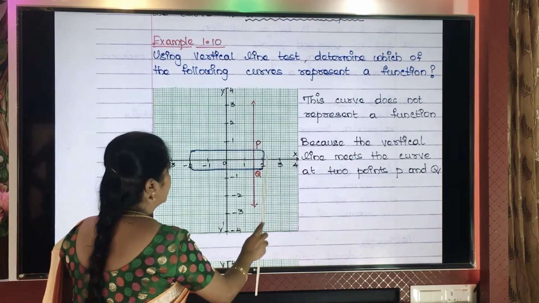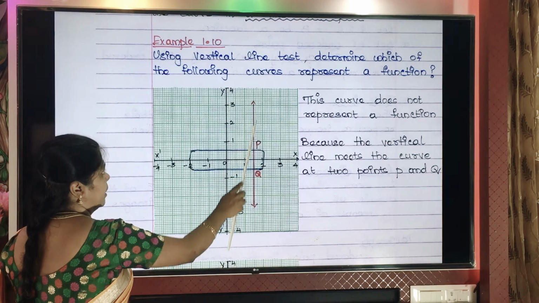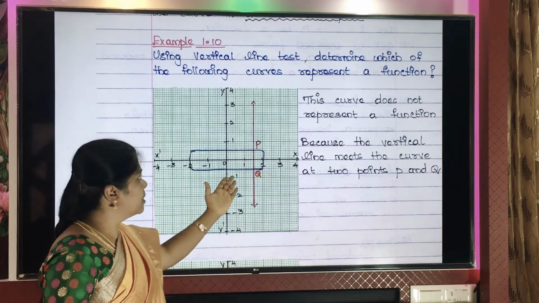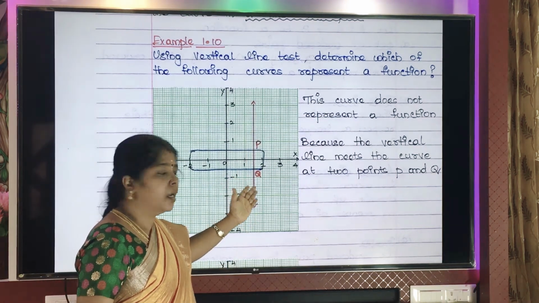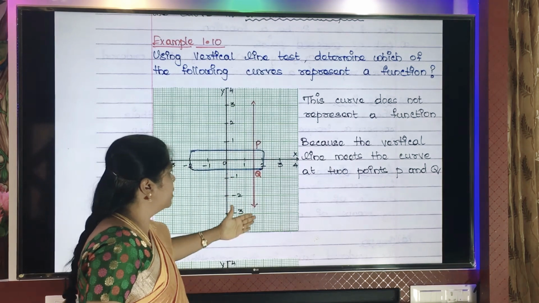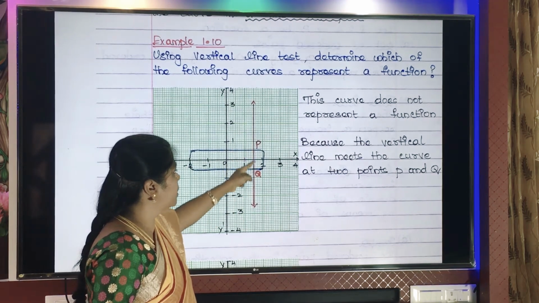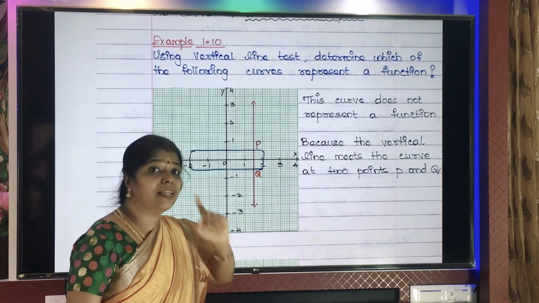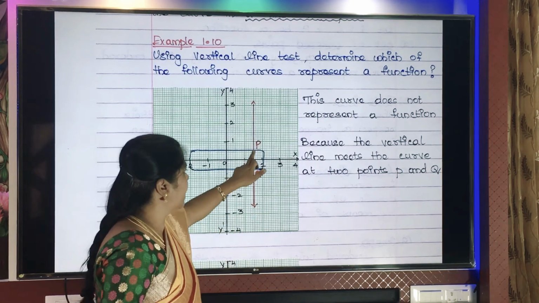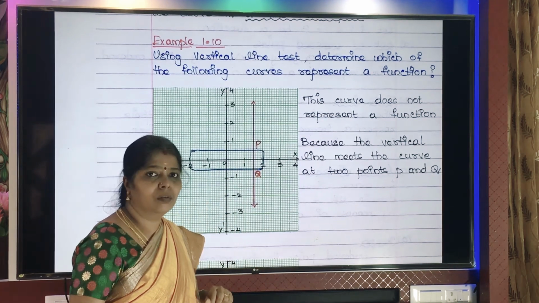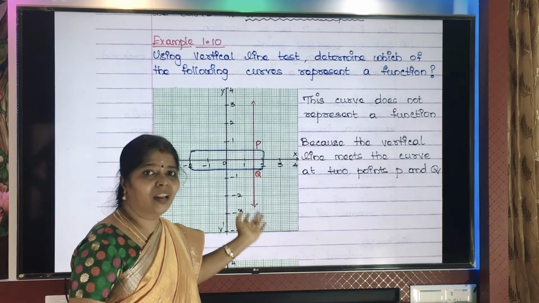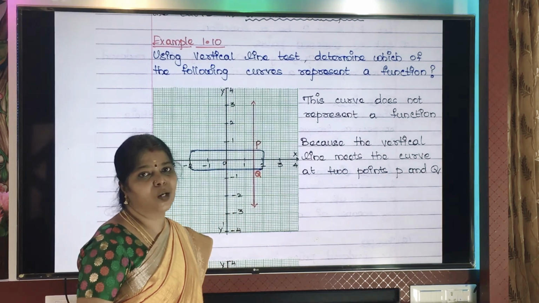Now, can you see this curve and the vertical line? Children, please see and tell me in how many places this line is intersecting the curve? 1, 2. It is meeting at 2 places, at P and at Q. So this does not agree with the test norm.